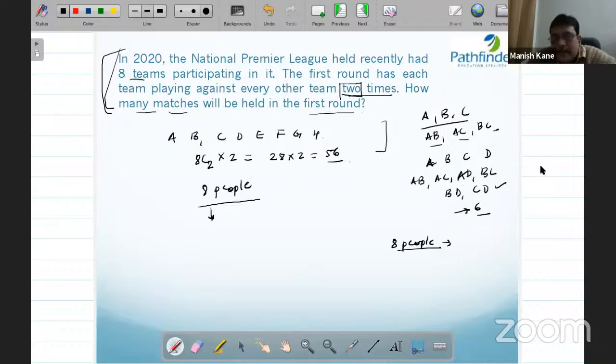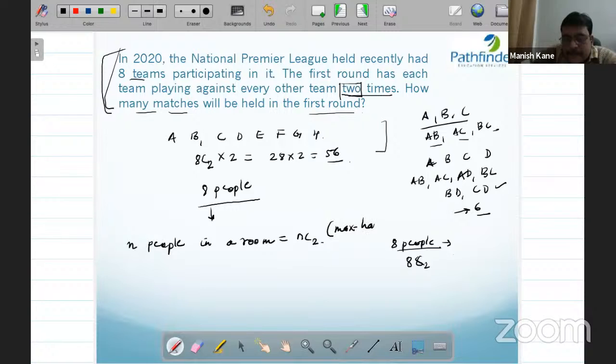Anyone? 8 people in a room, everybody shaking hands with everybody else is again 8C2. So I could generalize it as saying that if there are n people in a room, the maximum number of handshakes will be NC2. Maximum handshakes. Although I don't want you to mug up, I want you to understand.